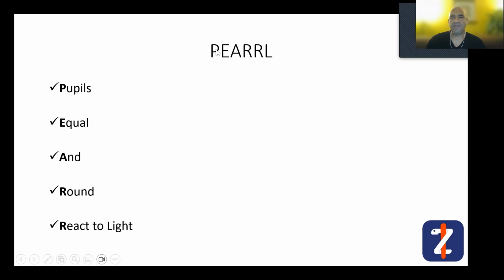And when we assess the eyes, it's PEARRL. Pupils are equal and reactive to light. That's one way. Pupils are equal and round and reactive to light. So that's another. Depending on what school you're doing, you can match up their version.